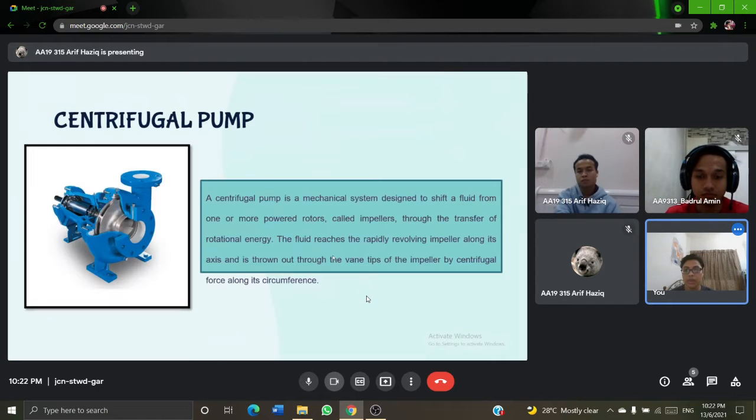Next. So for our assignment, we have chosen the centrifugal pump. A centrifugal pump is a mechanical system designed to shift a fluid from one or more powered rotors called impellers through the transfer of rotational energy. The fluid reaches the rapidly revolving impeller along its axis and is thrown out through the vane tips of the impeller by centrifugal force along its circumference.